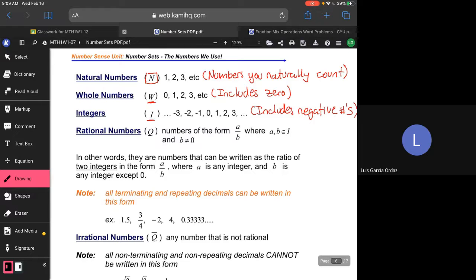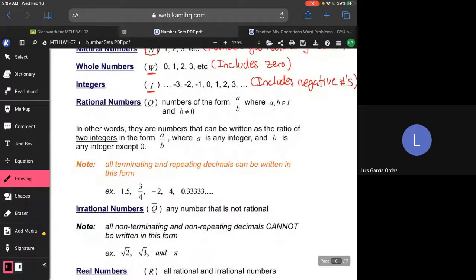So rational numbers, which is Q, are numbers of the form A over B, where A and B have to be integers, and B cannot be 0 because we cannot divide anything by 0. So for rational numbers, there are some conditions. It can be a decimal. It can be a fraction, like 3 over 4. It can be a negative number. It can be a whole number. It can be a decimal that has a repeating pattern. For example, 0.33333, that continues. Another example can be 0.125. That is also an example of a rational number.